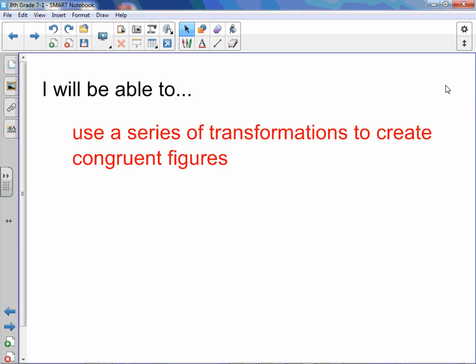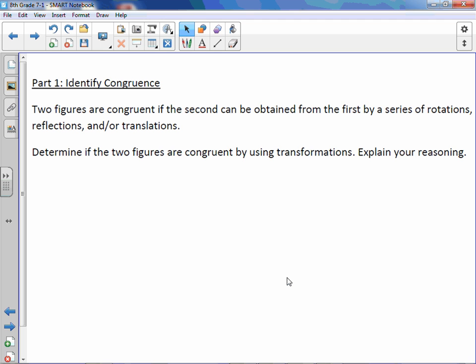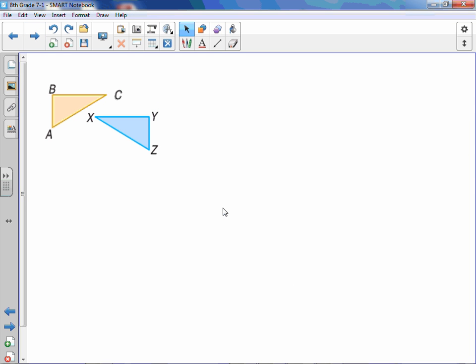Chapter 7, Lesson 1, Congruence and Transformations. You will be able to use a series of transformations to create congruent figures. Two figures are congruent if the second can be obtained from the first by a series of rotations, reflections, and/or translations. Determine if the two figures are congruent by using transformations and explain your reasoning.